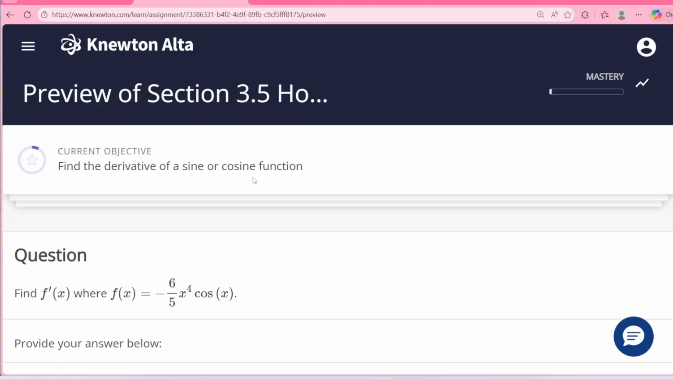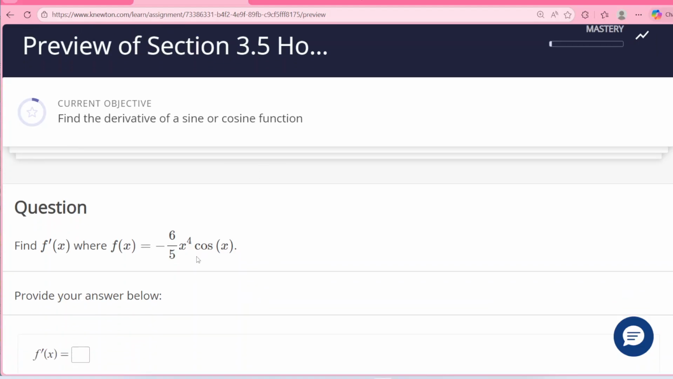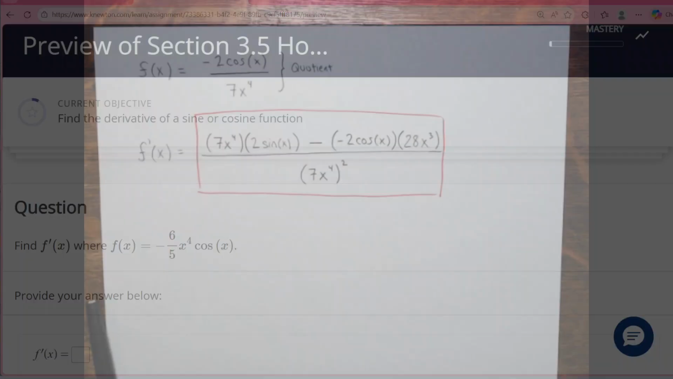So same objective here with the sine or cosine. This one is going to involve the product rule. I'm not going to write the product rule out, I'm just going to say it. It's something you should know by now, or have seen a bunch. So you see I got this polynomial factor, -6/5 x to the 4th, times cosine x. So it's a product of two different kinds of functions here, so I do need to use the product rule when stating the derivative.